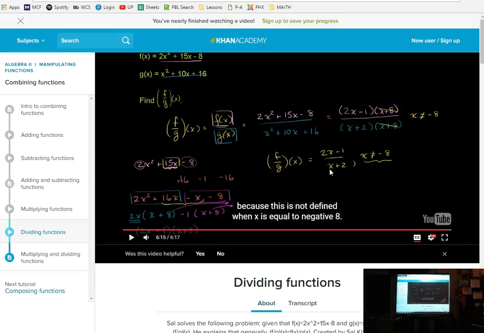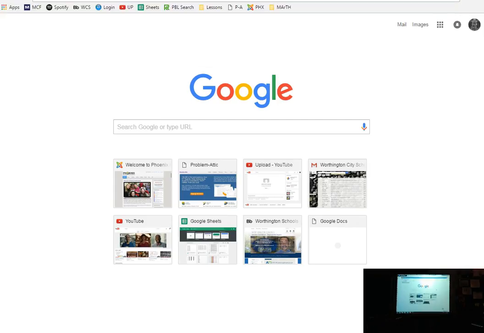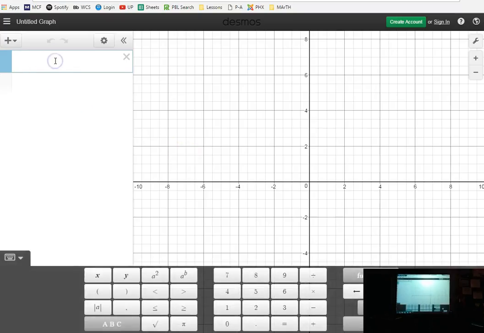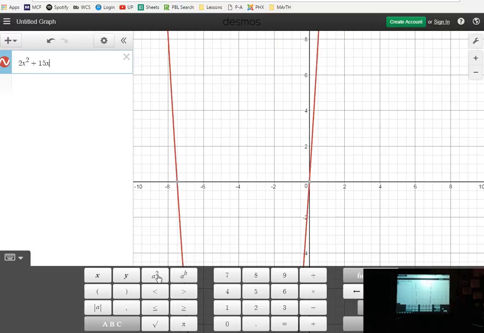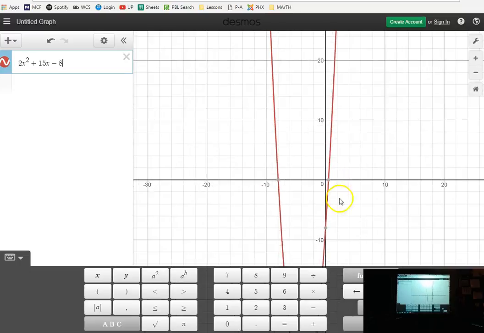So wait, would it work with negative 9, all of those afterwards? Let's play with the one that Khan's got going on here. I'm going to throw this up on the TV. So that makes sense why the graph looks so weird. If I graph 2x squared plus 15x minus 8, here's his first parabola, his f of x.